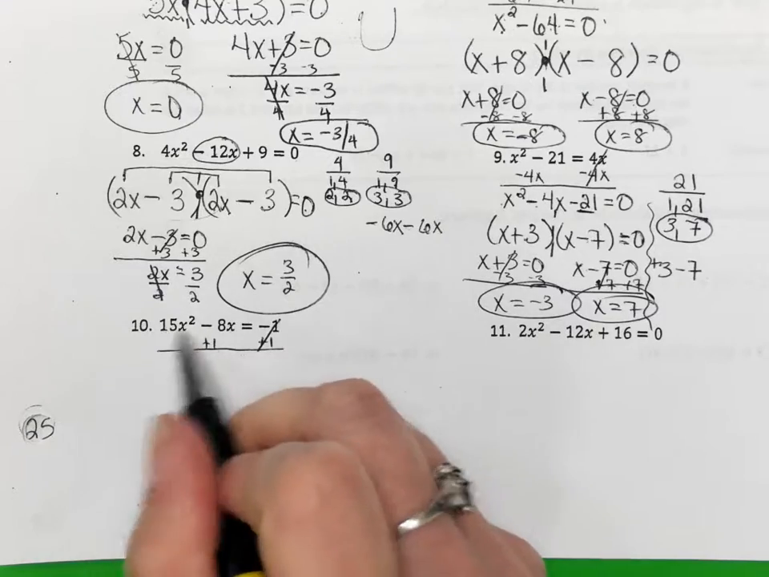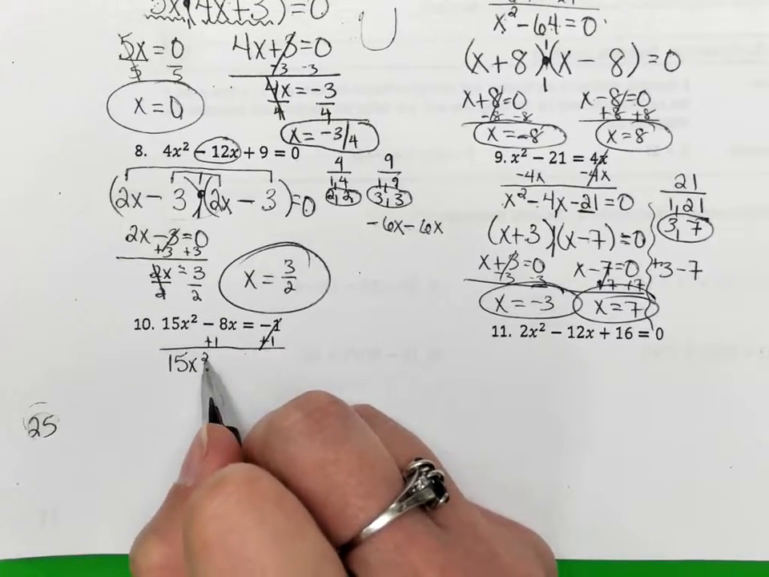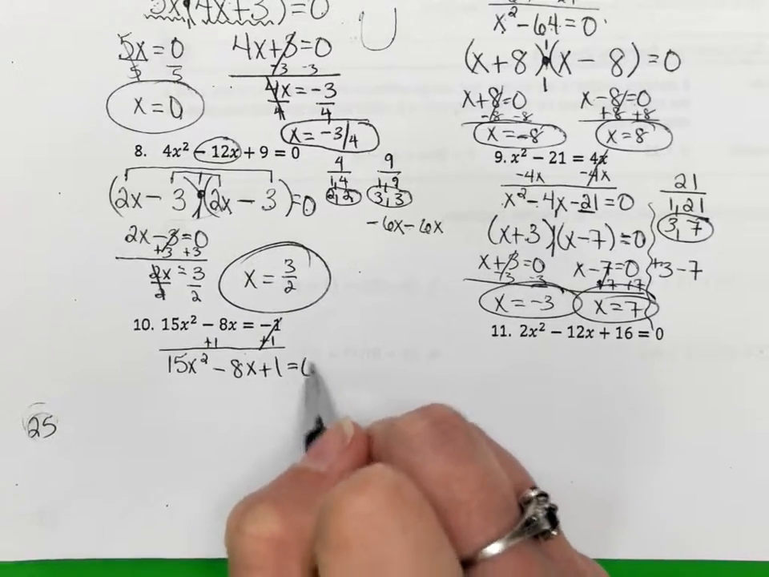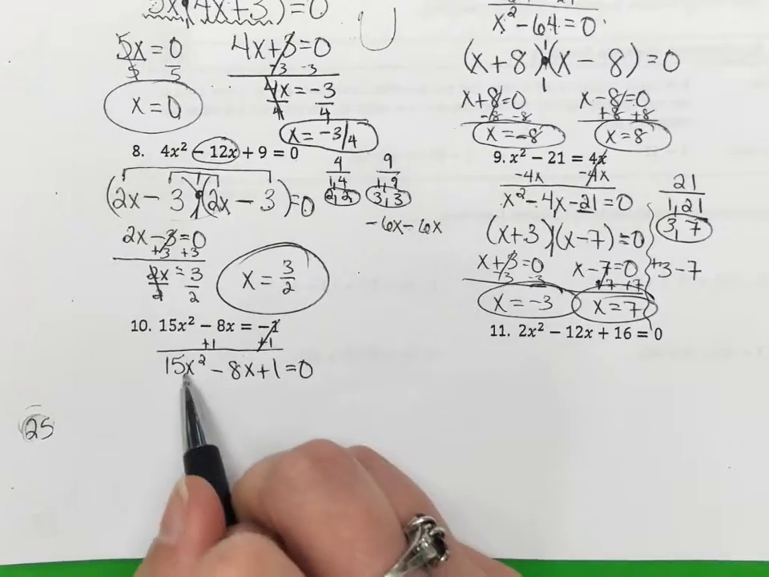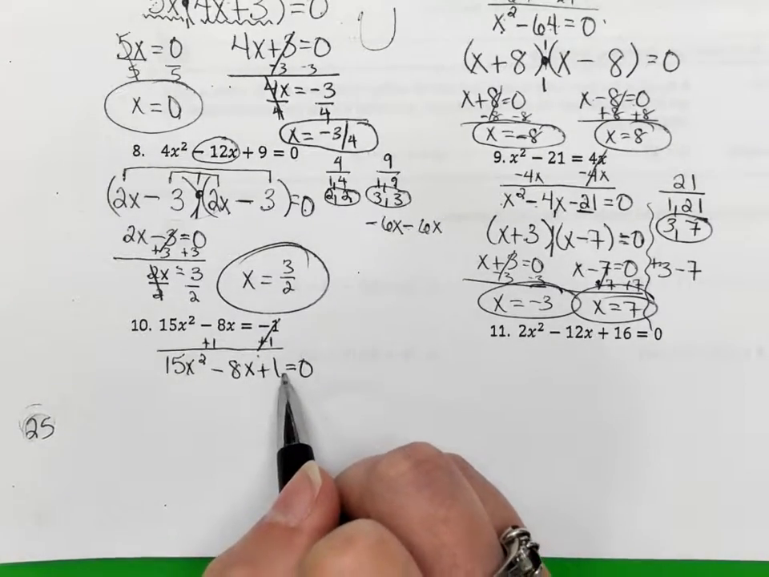Alright, I gotta write them in the right order, though. Which one comes first? Then what? Negative 8x. Plus 1. Is it because it's x squared? Yeah, they gotta go in order. X squared, this is a 2, this is a 1, and then there's nothing here, so this is 0.